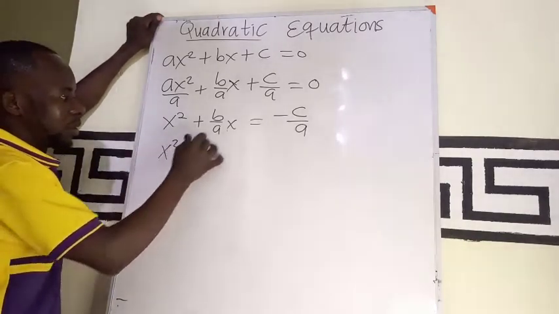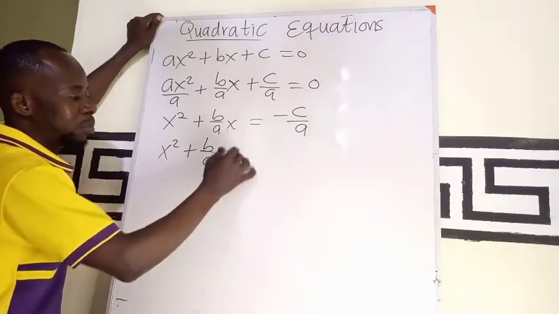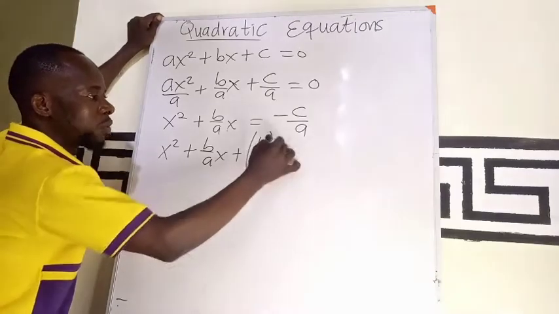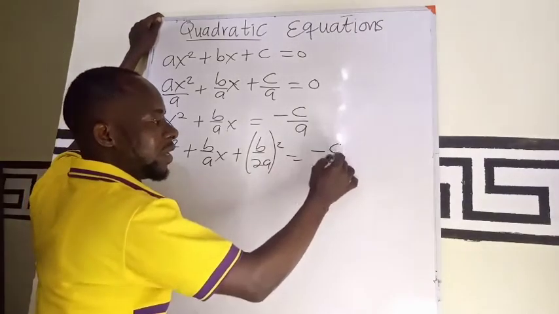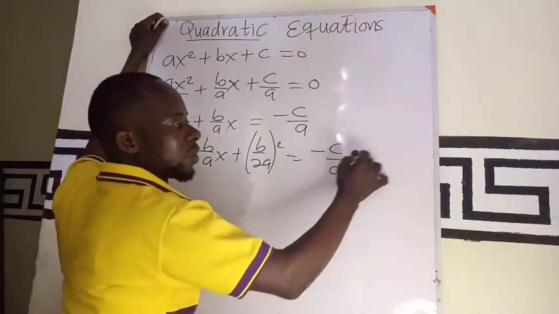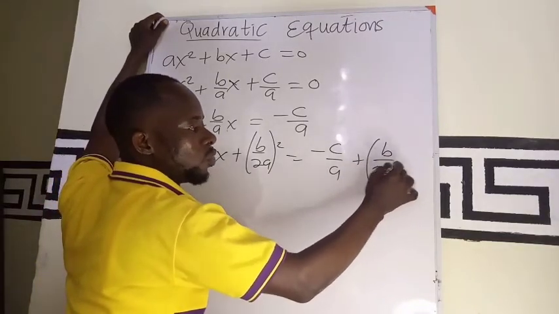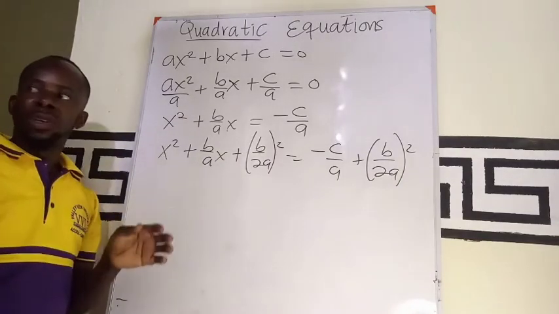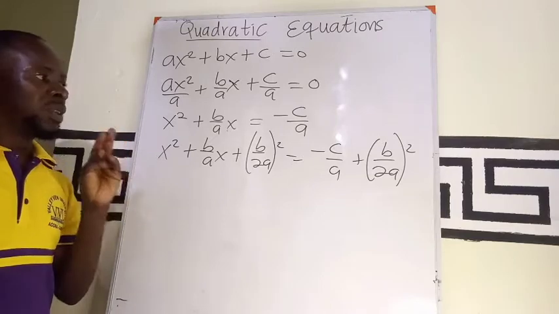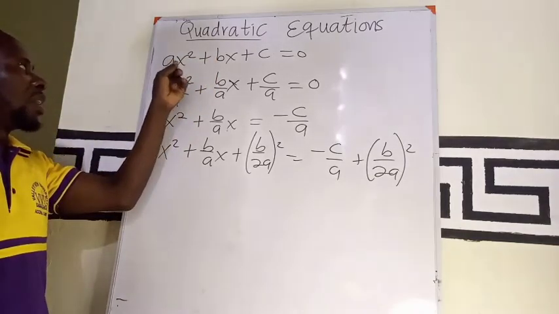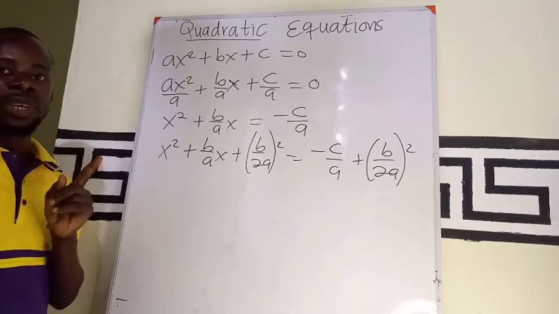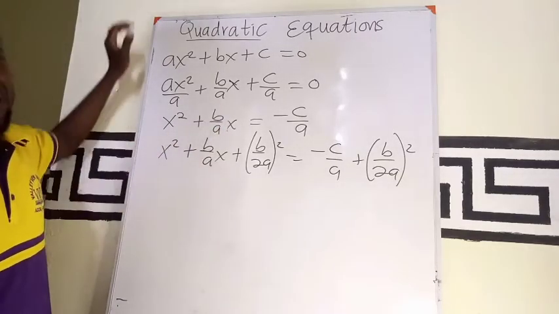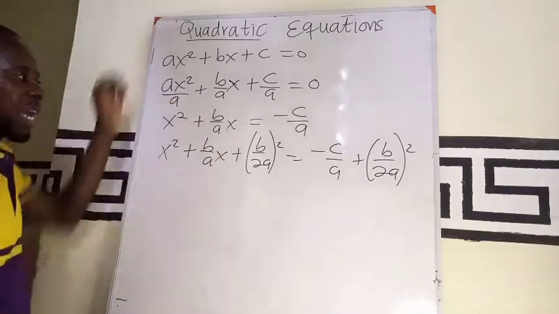x squared plus b over a x plus (b over 2a) all squared equals minus c over a plus (b over 2a) all squared. So those are the two simplest steps we can take. One, make the x squared coefficient 1. Two, find half the coefficient of x, square it, and add it to both the left and the right.